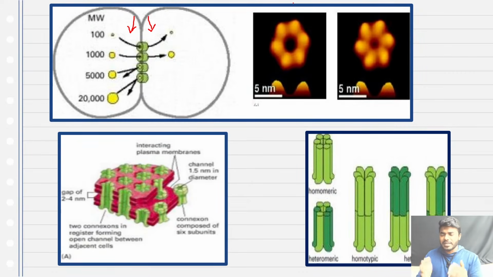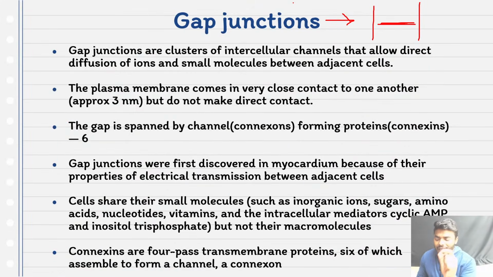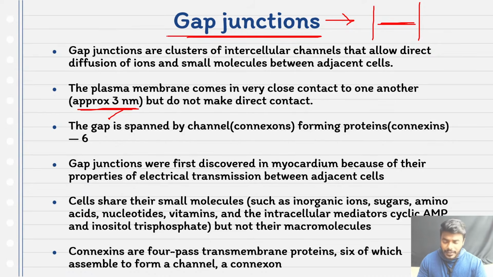Listen to my statements. When we observe, we feel that the two membranes are coming very close to each other. But friends, in reality, a small gap is present between the two membranes. How much gap is present, friends? Approximately 3 nanometer gap is present. So I want you to remember that this 3 nanometer gap can be covered only by these gap junctions.